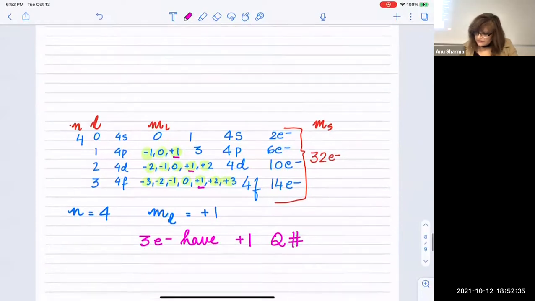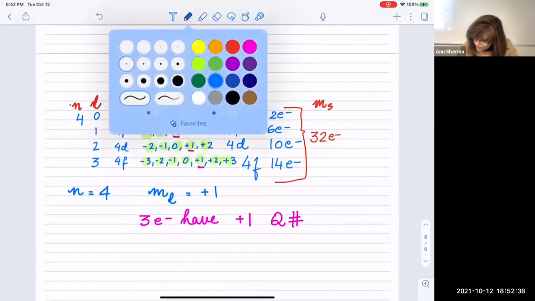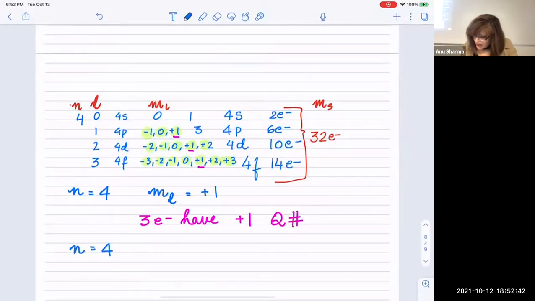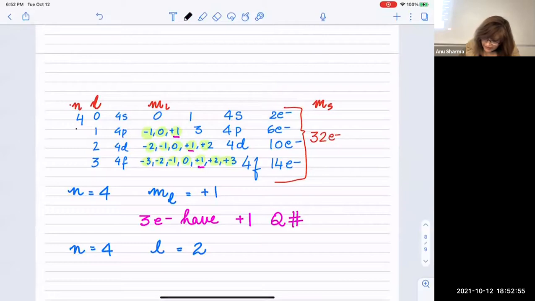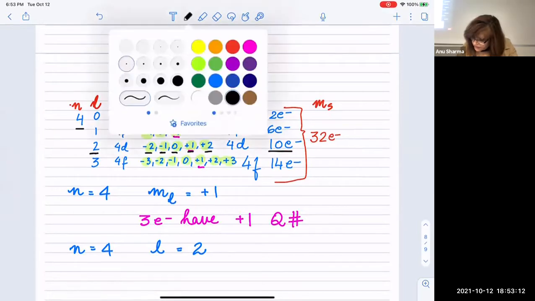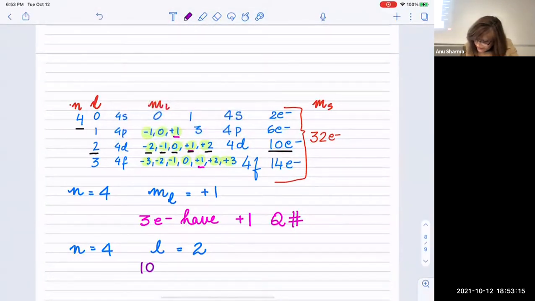Okay. If they ask, find if n is equal to 4, how many electrons have L equal to 2? How many do you see? Here is your n equal to 4. Then you go to L equal to 2. And in L equals 2, you see 2 electrons here, 2 here, 2 here, 2 here, and 2 here. So how many are there? How many? 10. Very good. So 10 electrons have n equal to 4 and L equal to 2.